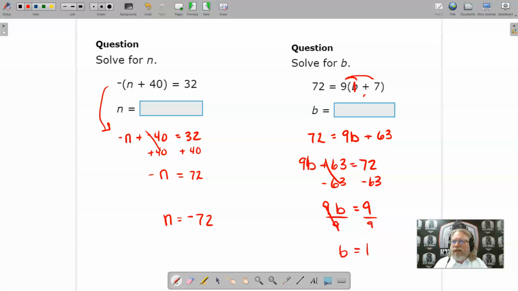So 1 plus 7 is 8. 9 times 8 equals 72. And indeed, we see we get the same thing. 72 is equal to 72. So indeed, b equals 1.